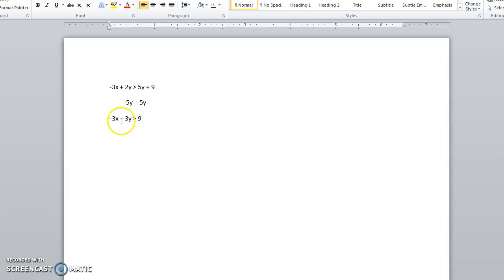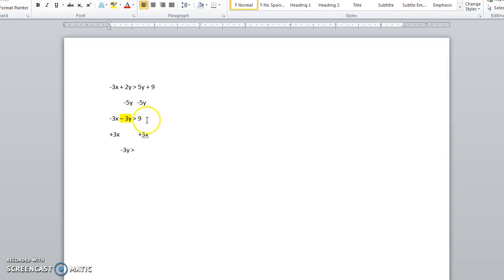So now I'm thinking, how do I get rid of this negative 3x? How do I move a negative 3x? Plus 3x on both sides. When I do plus 3x on both sides, on the left side, the minus 3x and the plus 3x cancel out. So I'm going to drop down what I still have left, which is the negative 3y. Bring down your greater than sign.